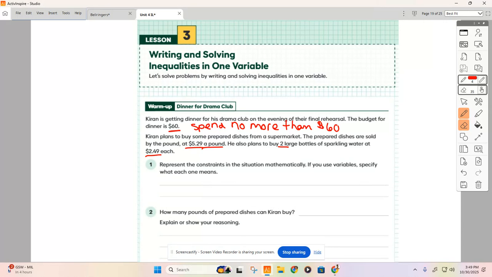Question 1 wants us to represent these constraints in a situation mathematically. So we're going to write an inequality. If we use variables, we need to specify what each one means. So the only thing that we don't know right now is how many pounds of food he can get. So I'm going to say let X be the number of pounds of food.